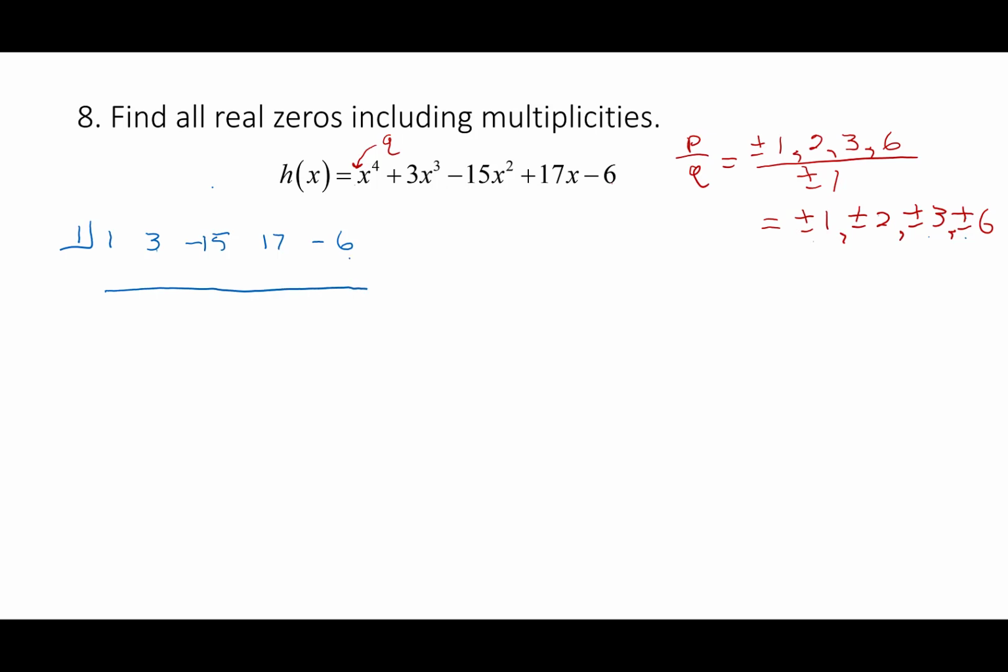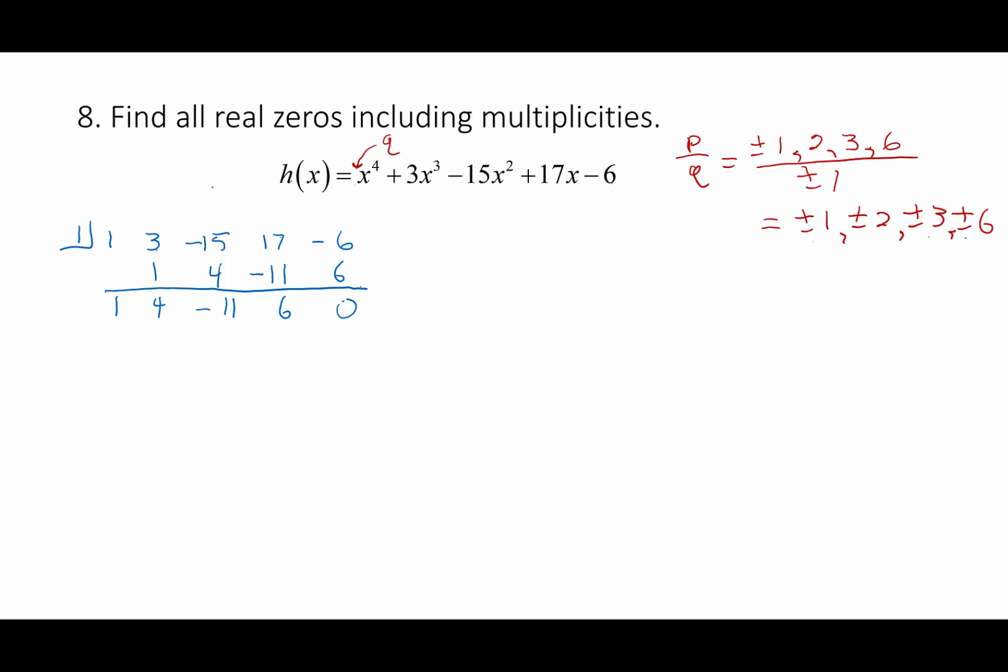Okay, so we start by bringing down 1. 1 times 1 is 1. 3 plus 1 is 4. 1 times 4 is 4. Negative 15 plus 4 is negative 11. 1 times negative 11 is negative 11. 17 minus 11 is 6. 1 times 6 is 6. We get a 0. That's what we want.